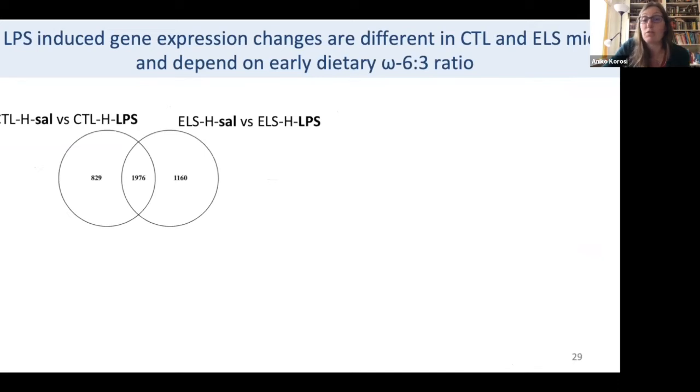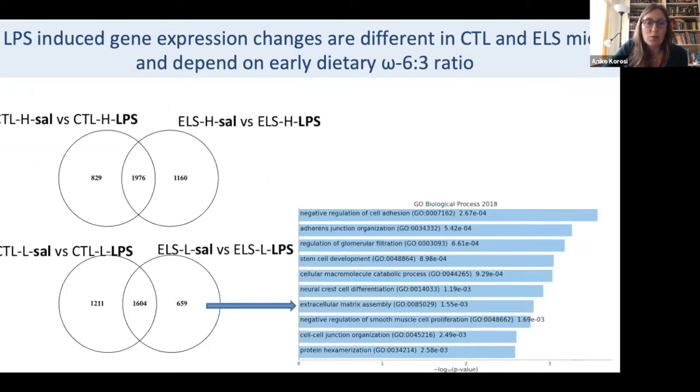So what happens, of course, in response to LPS? That was the next question. What you see here, these comparisons indicate saline versus LPS, and here are the control animals responding to LPS under the high diet, and here are the early life stress animals responding to LPS under the high diet. Below are the same comparisons, but under the low diet, the beneficial diet.